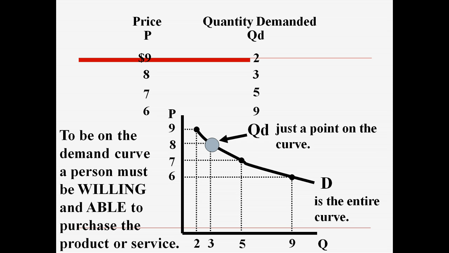All right, so to be on the demand curve, a person must be willing and able to purchase the product or the service. So once again, important points. Price is always on your y-axis, quantity is always on your x. The demand curve is always going to be downward sloping. Okay, those are some of the main things to remember there.